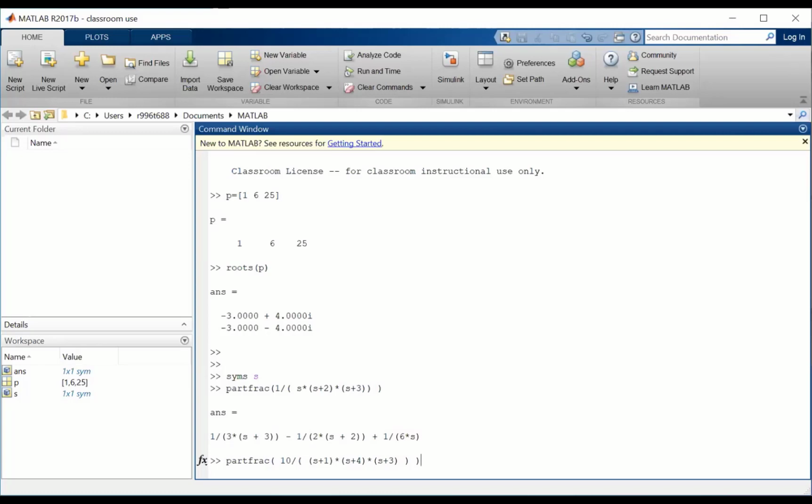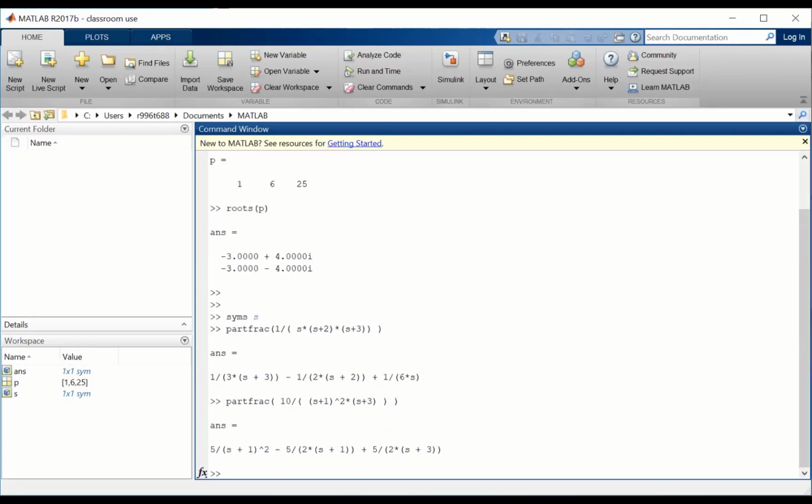And on the function, let me double check I typed that in right. That's not even close. What am I doing? It's s plus 1 squared. Gosh, I was looking at the wrong line for sure. It's 10 over s plus 1 squared times s plus 3. Okay, I finally got it together here. Close the denominator, close the function, and there's the partial fraction expansion. Pretty easy. So why do we do this by hand?